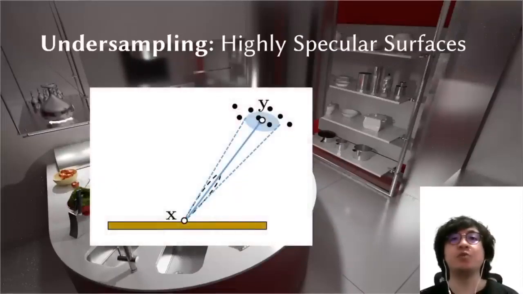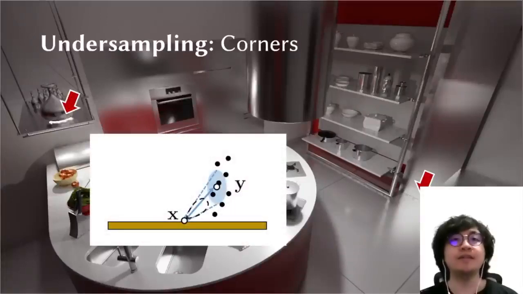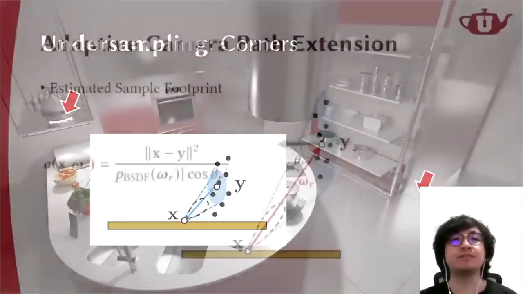That's because when we hit a highly specular surface, the specular lobe is narrow, so for this estimated area, we do not have enough virtual lights. Undersampling also happens near corners, as can be seen in this image. This is because if the shading point is too close to the corner, even with a large lobe, the virtual light density can still be insufficient.